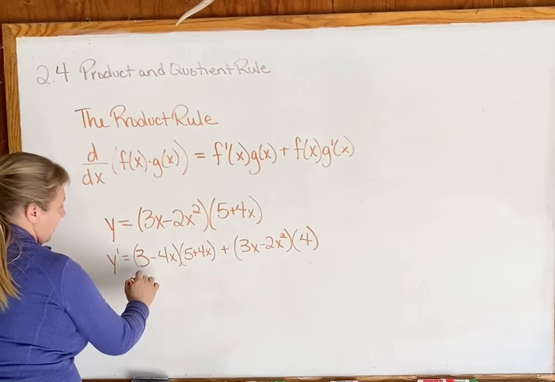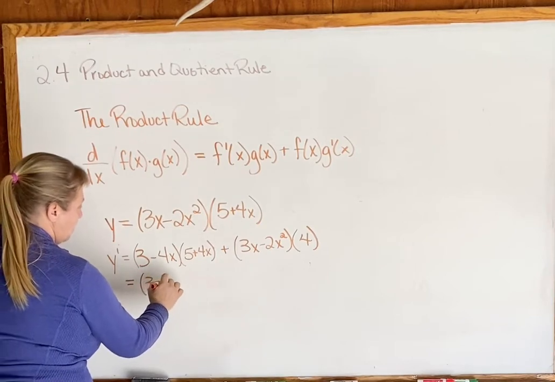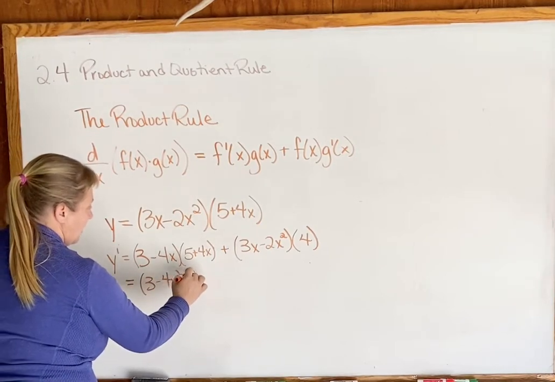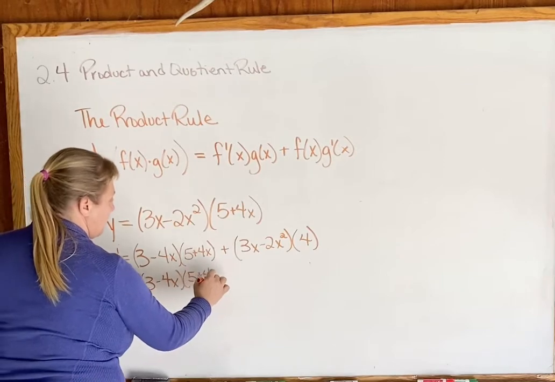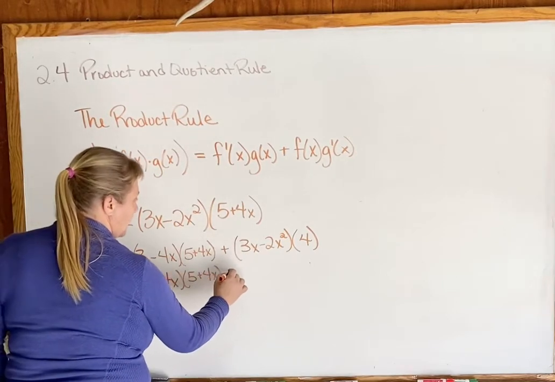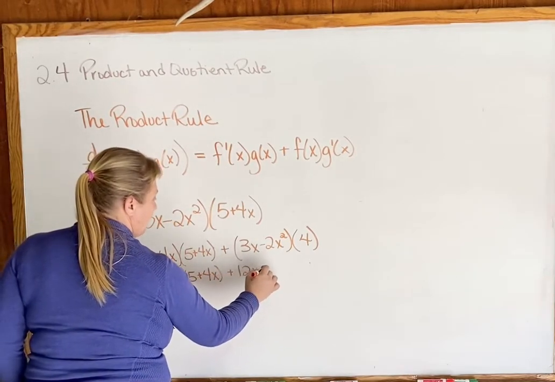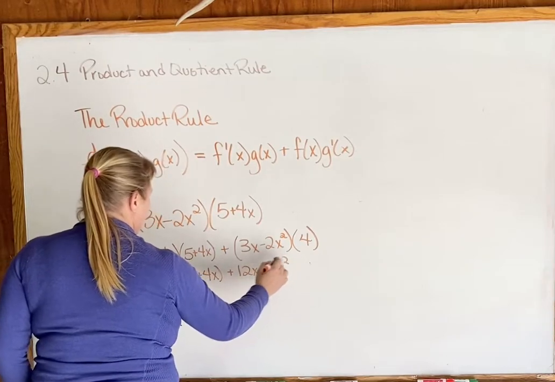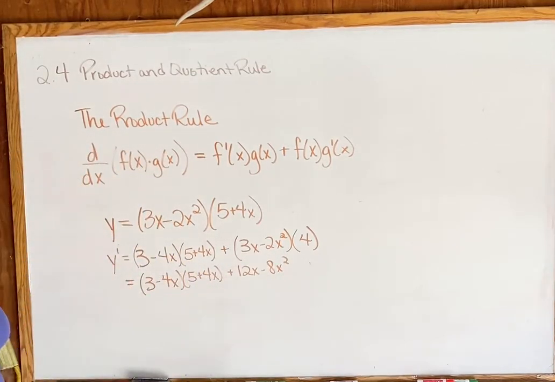If we simplify, I suppose we could do some FOIL here, but at least we can simplify this back part because it's a little bit easier. We could say 12x minus 8x squared. And yeah, I suppose you could FOIL that out and simplify it all the way down. But do you see what I'm talking about, how it doesn't really get simpler?